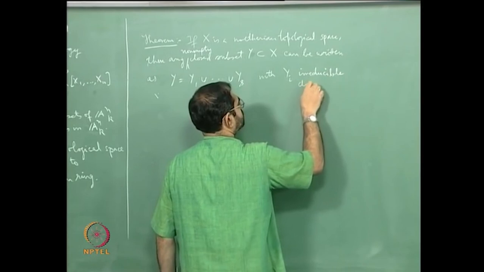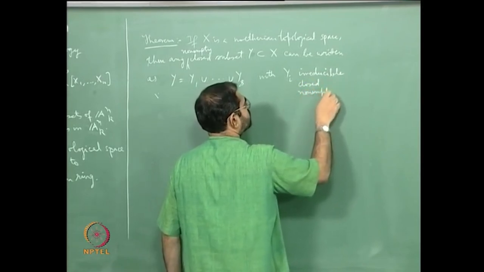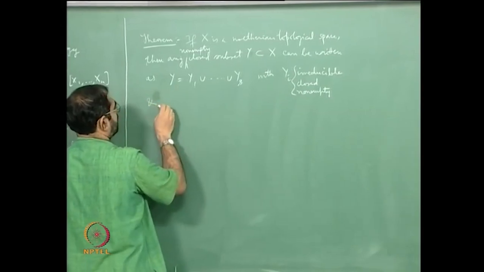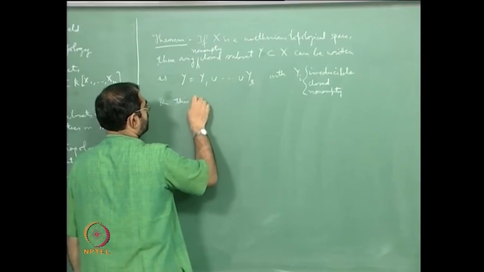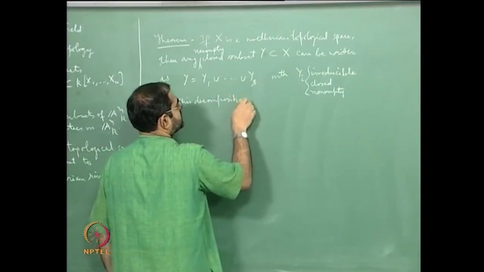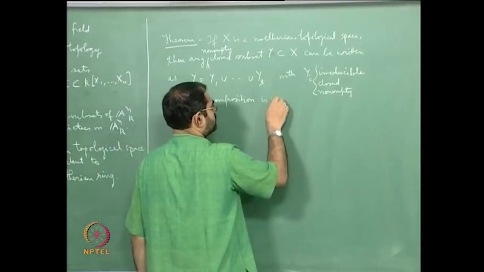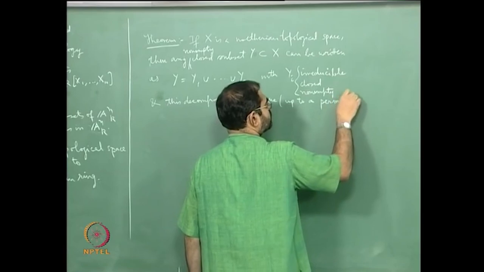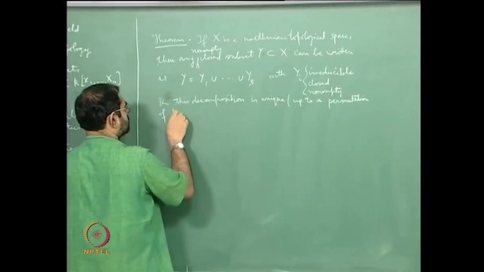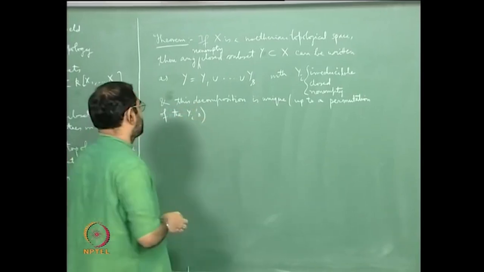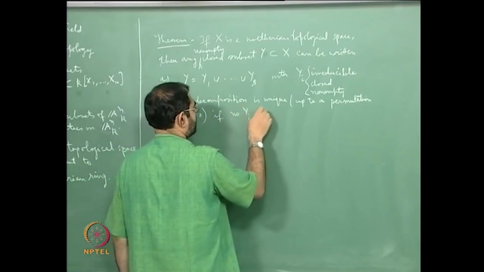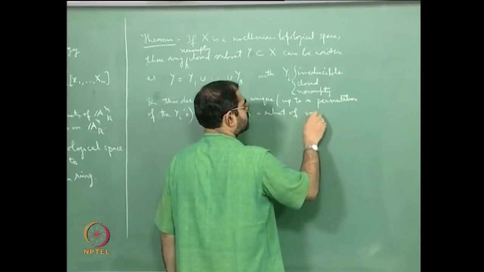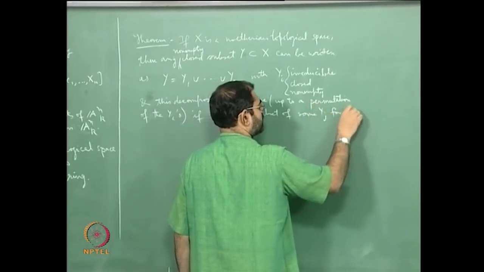closed, non-empty. This decomposition is unique up to a permutation of the Yi's if no Yi is a subset of some Yj for j not equal to i.